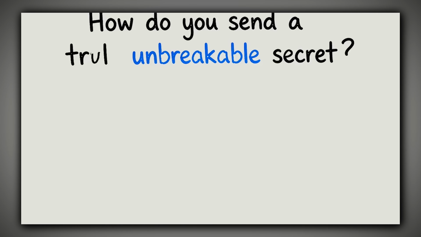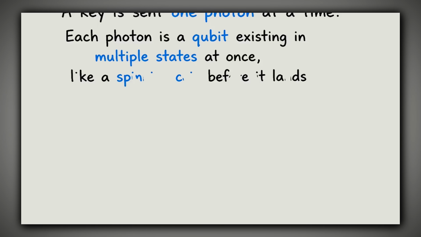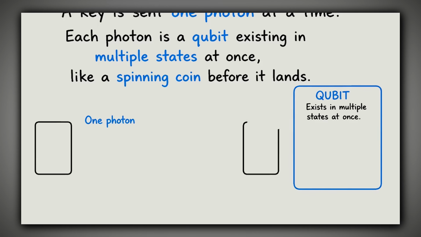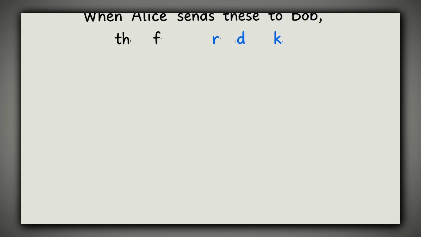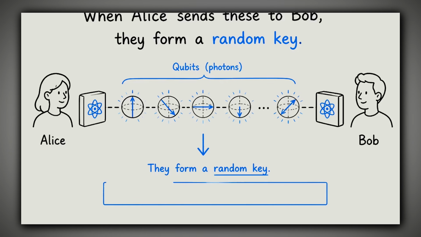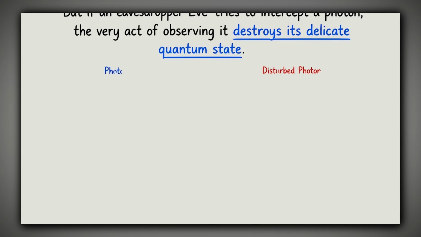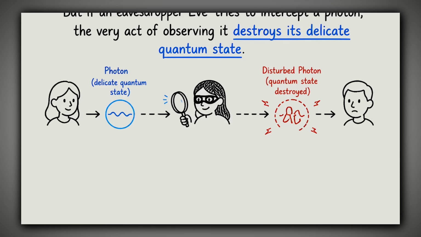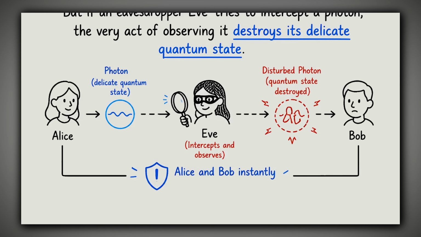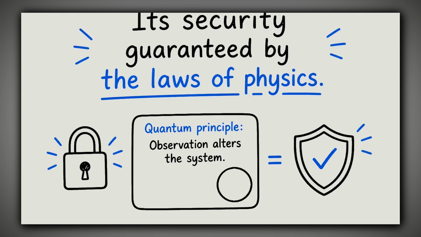How do you send a truly unbreakable secret? With quantum encryption, a key is sent one photon at a time. Each photon is a qubit, existing in multiple states at once, like a spinning coin before it lands. When Alice sends these to Bob, they form a random key. But if an eavesdropper, Eve, tries to intercept a photon, the very act of observing it destroys its delicate quantum state. Alice and Bob instantly detect this disturbance and discard the compromised key. Its security guaranteed by the laws of physics.